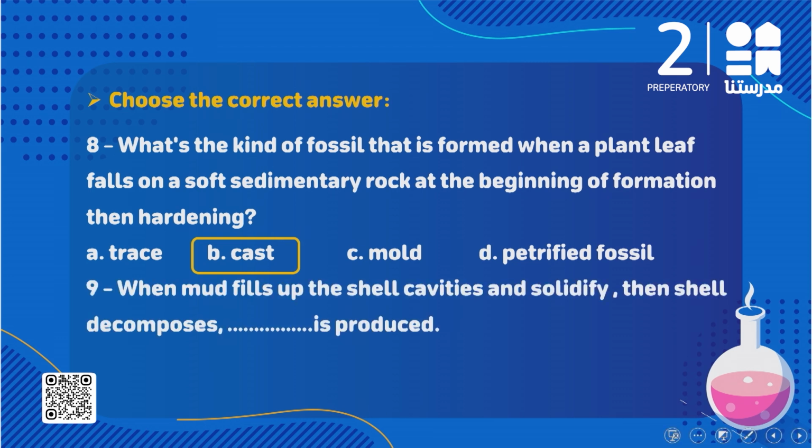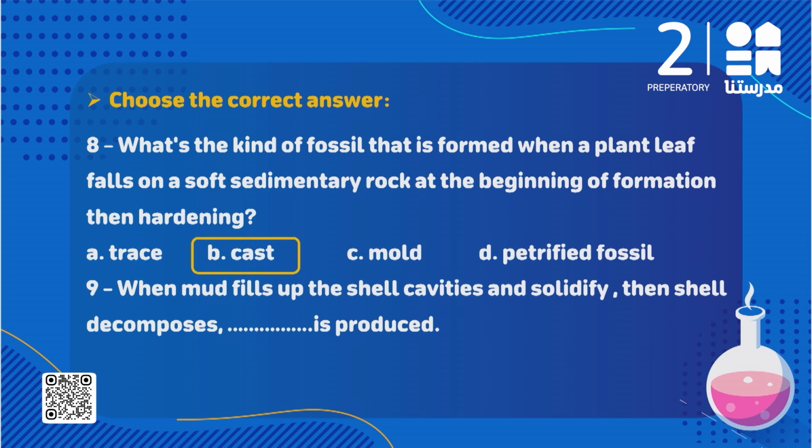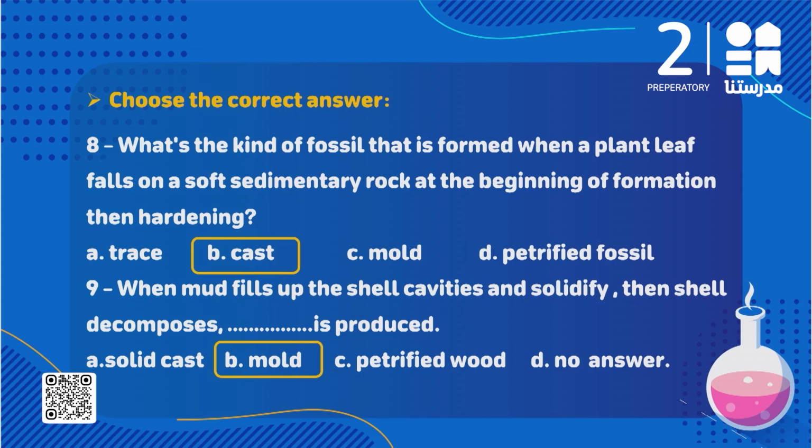Okay, when mud fills up the shell cavities and solidifies, then the shell decomposes, what is produced? When the mud or sediments start entering inside the shell of this organism, then solidification happens, and after that the shell decomposes, leaving a replica of the internal details of the organism. So in this case, which type of fossils did I form? We will have mold fossils. So again, if we have a replica for the external details of a living organism, we are going to form cast fossils. But if we have a replica for the internal details of a living organism, then we have mold fossils.